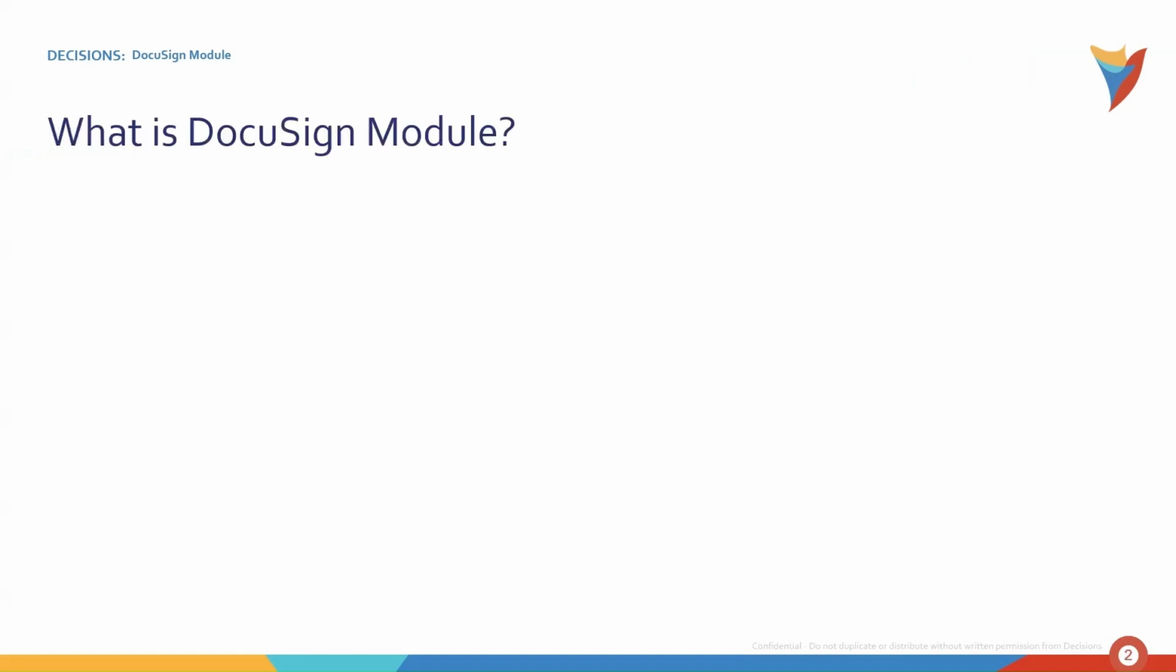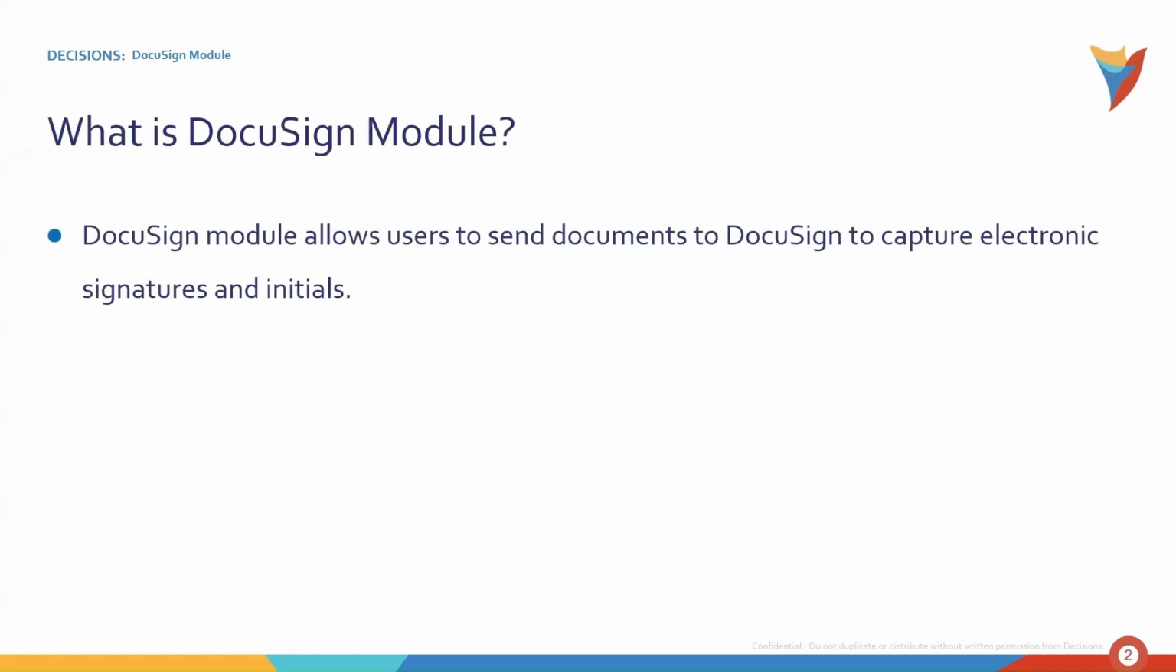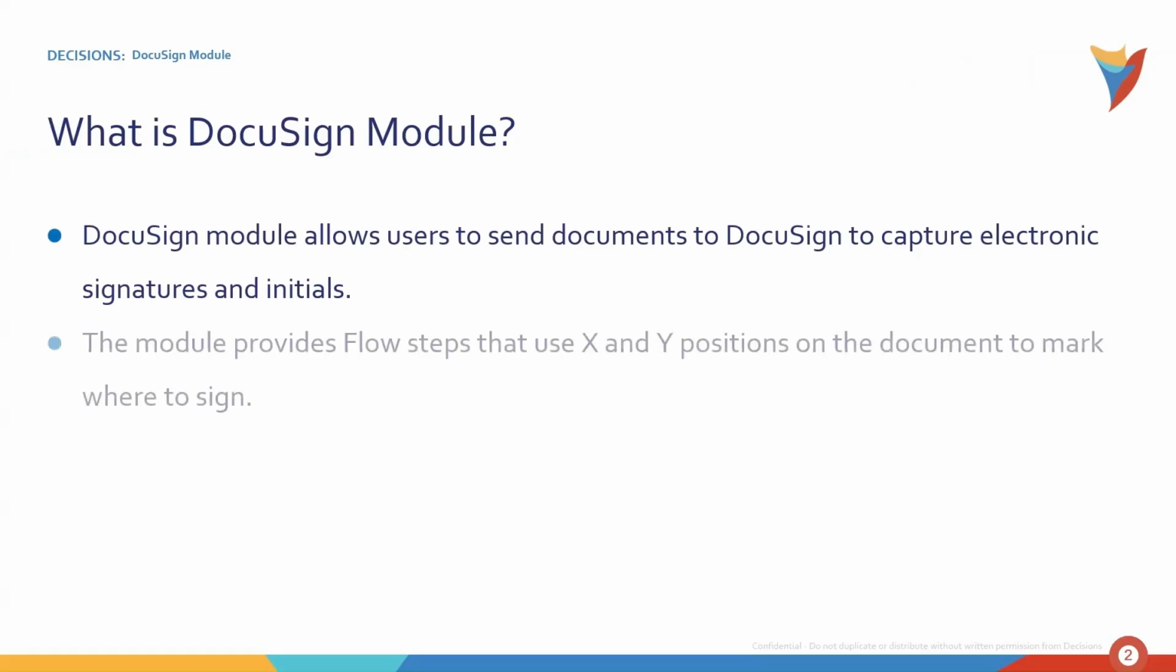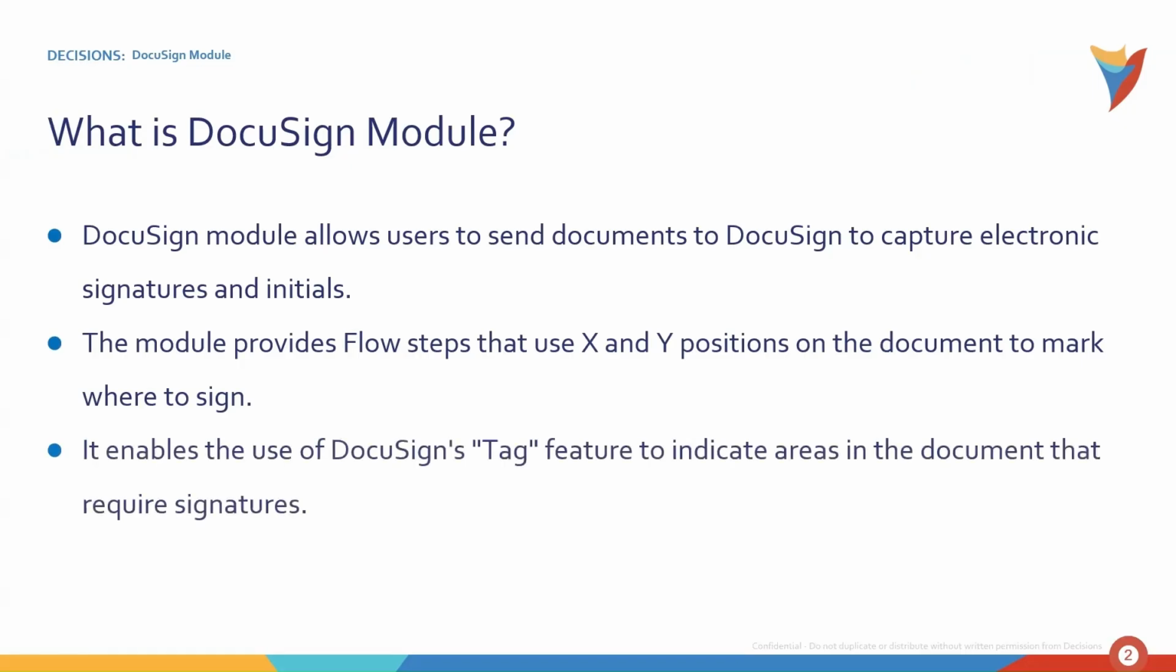What is the DocuSign module? The DocuSign module allows users to send documents to the DocuSign service to capture electronic signatures and initials. The module provides flow steps that use X and Y positions on the document to mark where to sign. It enables the use of DocuSign's tag feature to indicate areas in the document that require signatures.